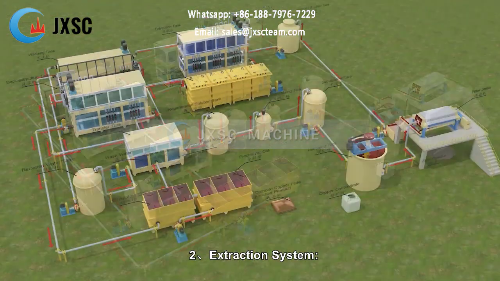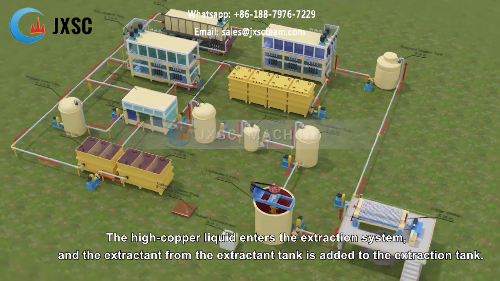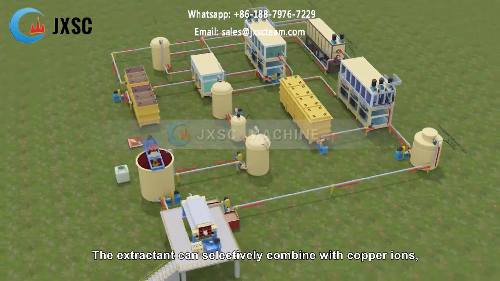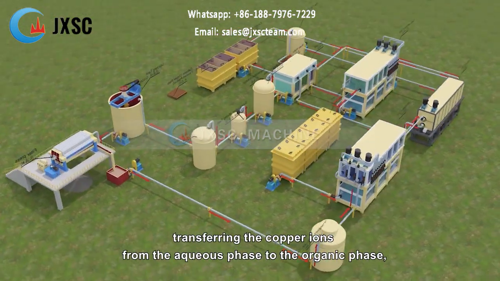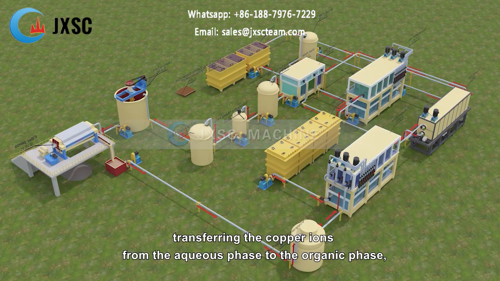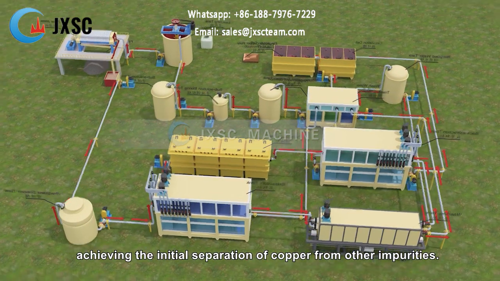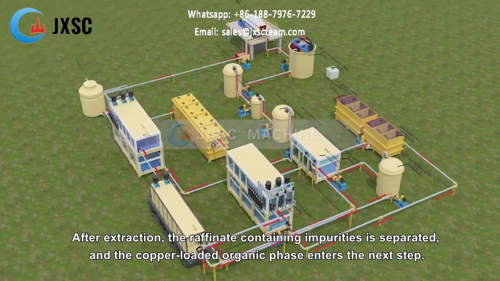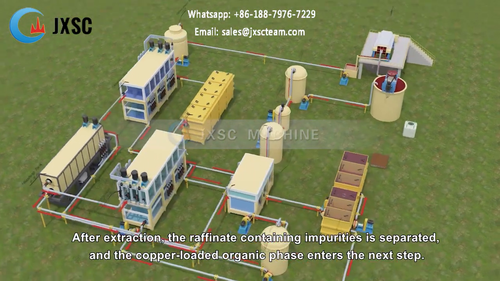2. Extraction system. The high copper liquid enters the extraction system, and the extractant from the extractant tank is added to the extraction tank. The extractant can selectively combine with copper ions, transferring the copper ions from the aqueous phase to the organic phase, achieving the initial separation of copper from other impurities. After extraction, the raffinate containing impurities is separated, and the copper-loaded organic phase enters the next step.